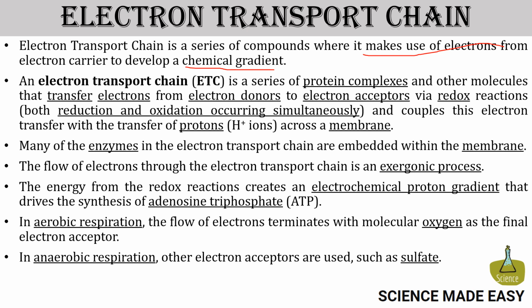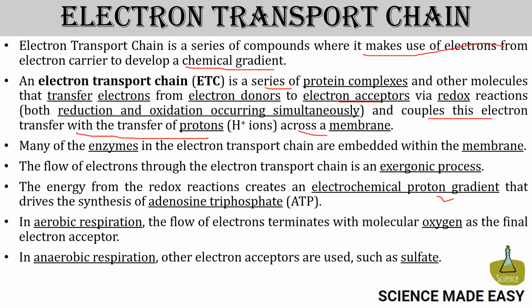So, the electron transport chain is a series of protein complexes and other molecules which transfers electrons from electron donors to electron acceptors via redox reactions and couples this electron transfer with the transfer of protons across a membrane. Many enzymes in the electron transport chain are embedded within the membrane, and here the energy from the redox reaction creates an electrochemical proton gradient which drives the synthesis of ATP molecules.